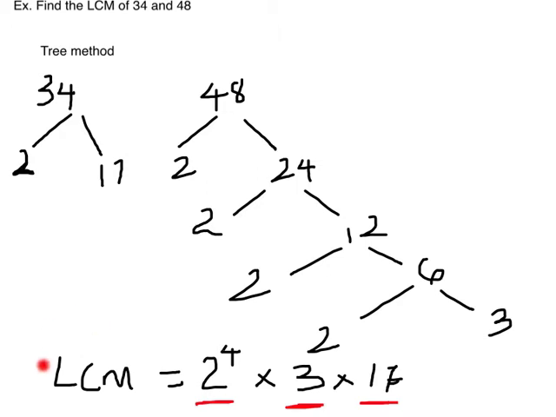So what is the least common multiple? It is going to be 2 to the power of 4, that is 2 times 2 times 2 times 2, times 3 times 17. Why not add these two? This 2 is already taken care of because we have all these 2's there.